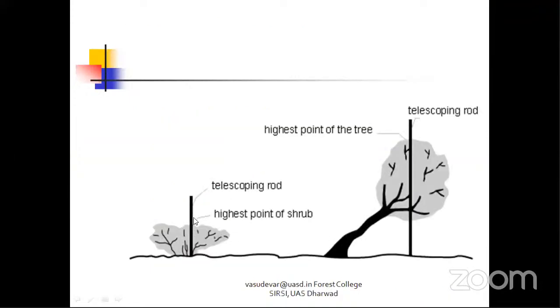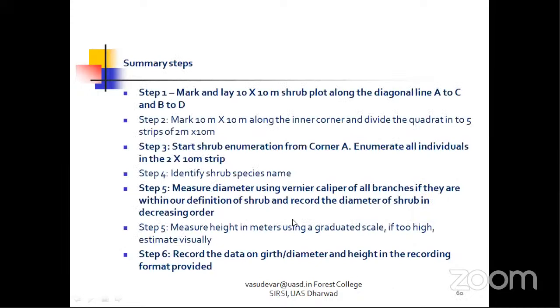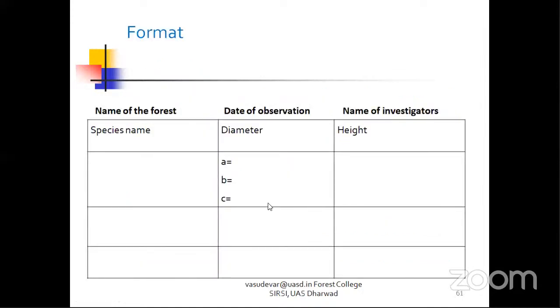So you can use a telescoping rod to measure the height. And if the shrub is a leaning shrub, then we have to take the height from this point. Okay. The summary of steps is that for the shrub layer, you make a 10 by 10 shrub plot, and then enumeration is done from corner A, and then measure the diameter using vernier calipers, measure the height, and record the data. So this is how you have the data, and then the observations are done. Okay.